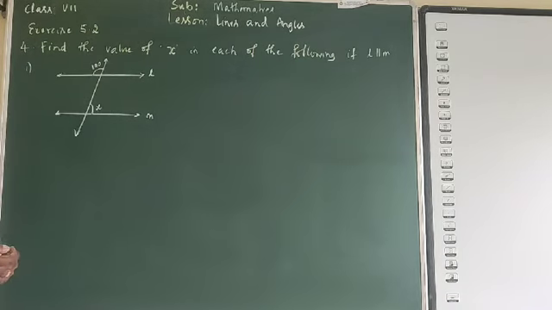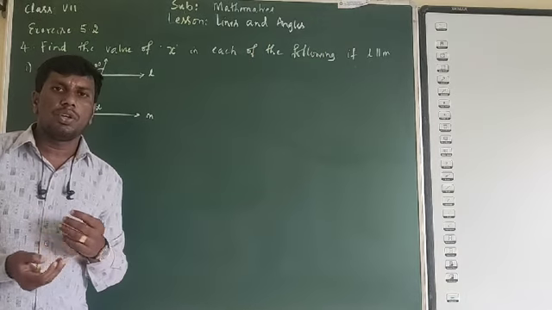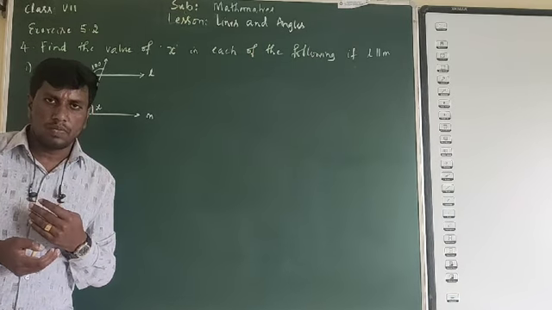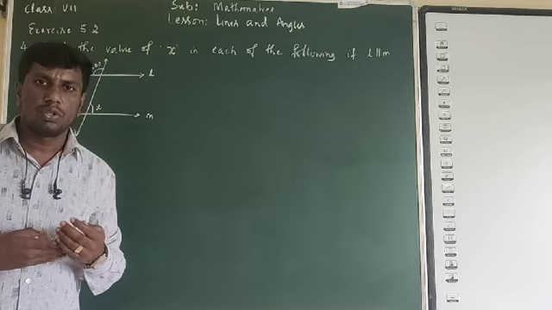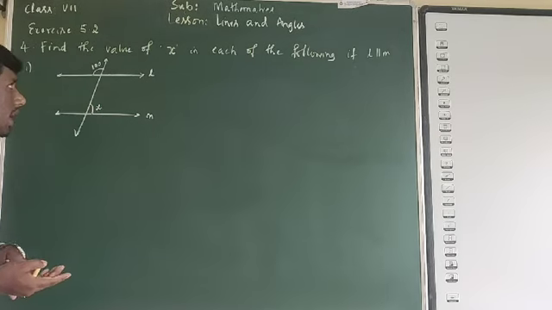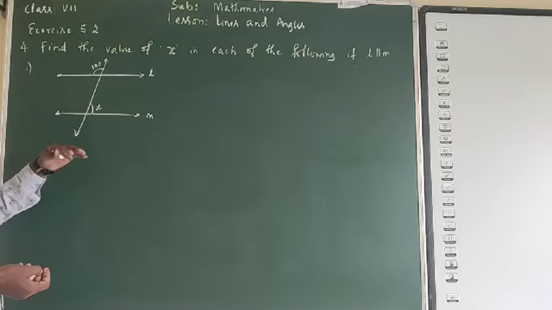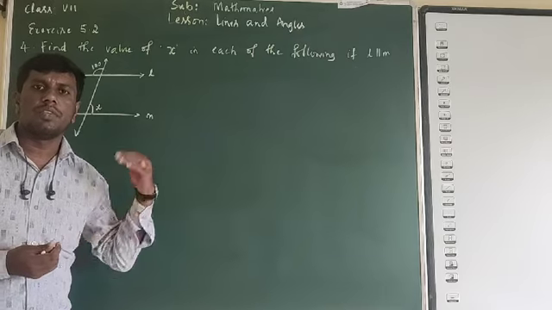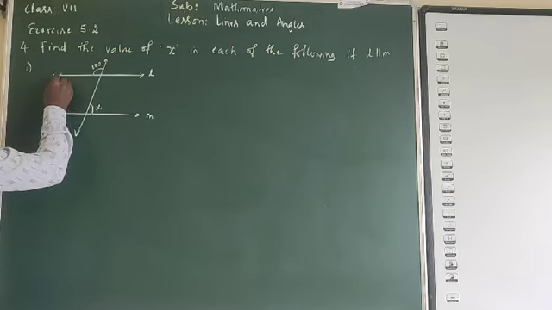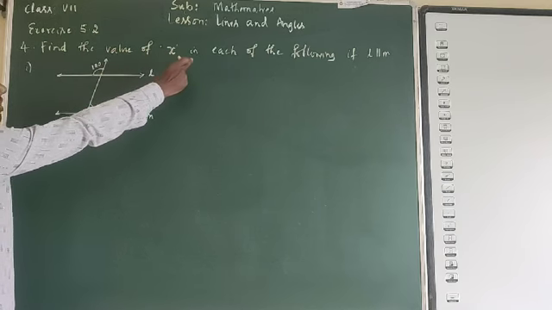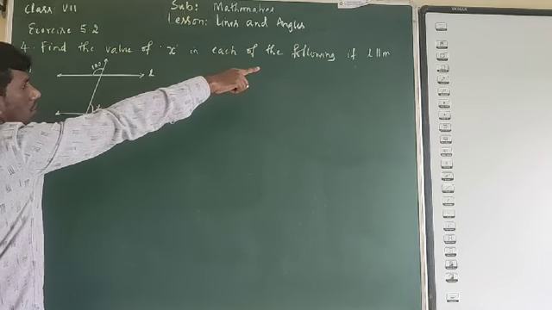Now in today's session we are going to use those concepts, the parallel lines and transversal line axioms, to find the missing angle given in the question. Look at this. This is the first question they have given: find the value of x in each of the following if L is parallel to M.